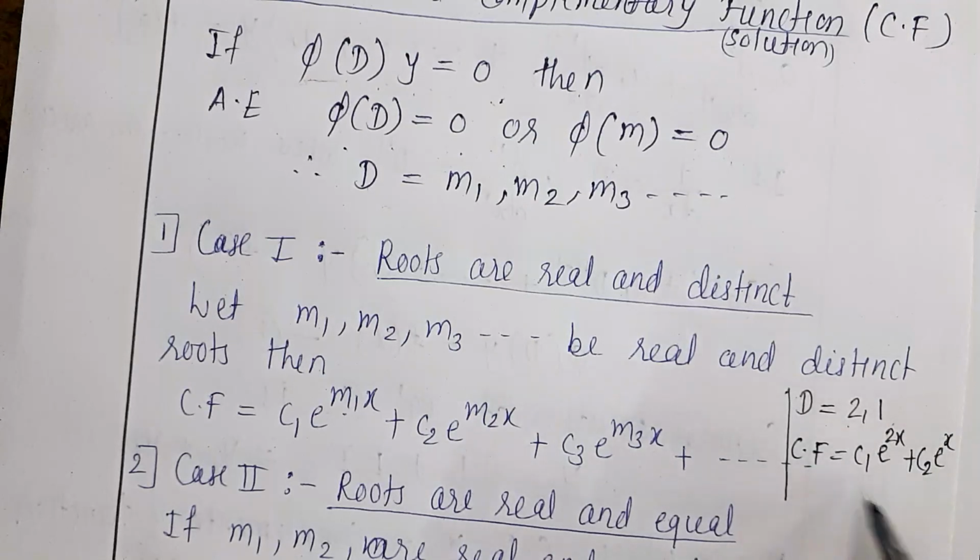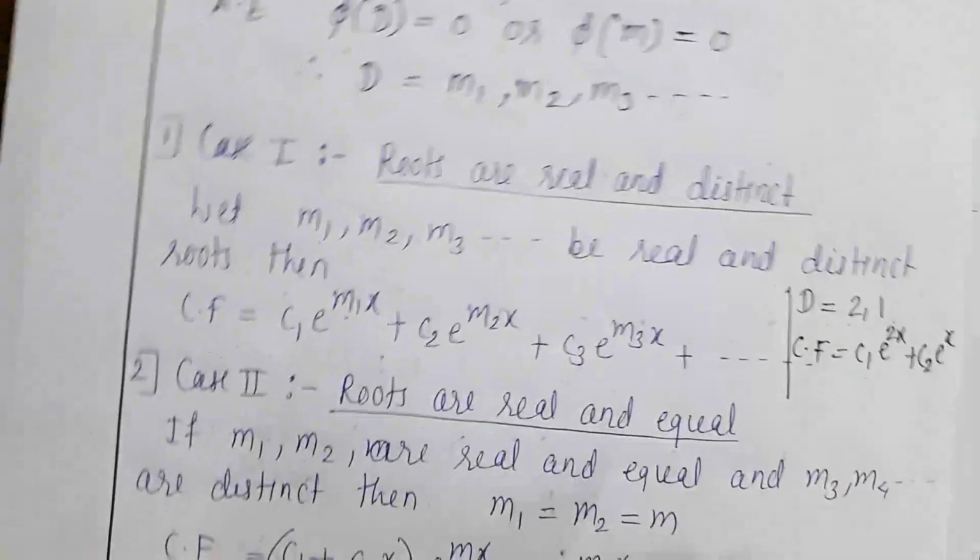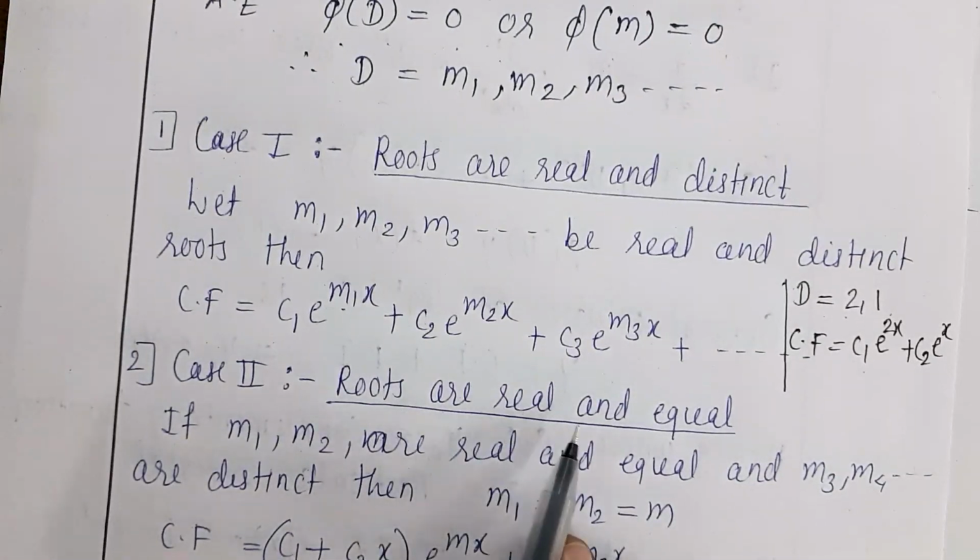Now this order is not important. You can write either c1 e to the power x plus c2 e to the power 2x. Then this will be okay, because you can write first 1 and then 2. It's okay, no problem. Next, the second case is roots are real and equal.